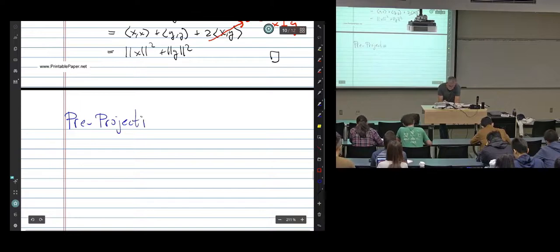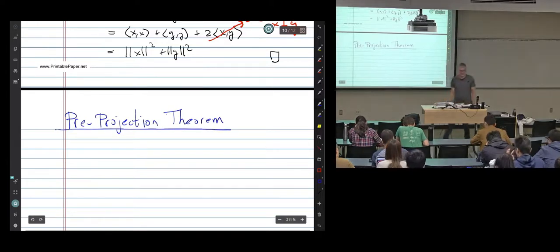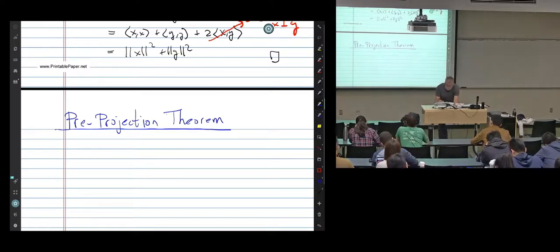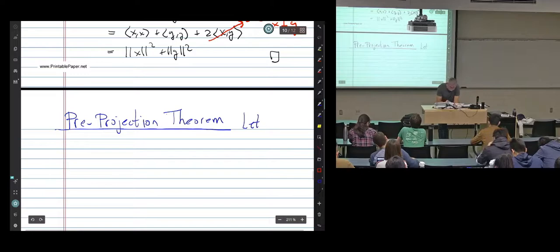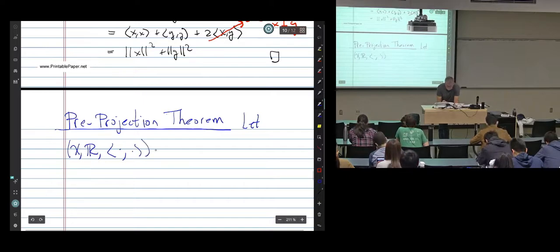Projection theorem. So this is not quite the projection theorem. So this is a huge, huge thing. Let X be an inner product space.